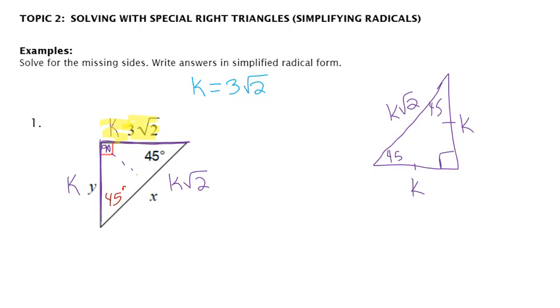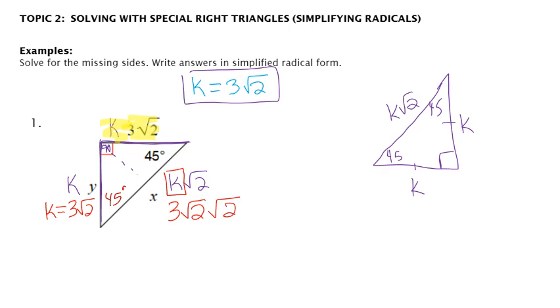We don't have to do any additional solving here because our scale factor is already solved for. We know it's k radical 2. So now wherever we see the variable k, we're going to substitute in 3 radical 2. So the other leg's pretty easy. You know that's just going to be 3 radical 2. Where it gets a little tricky is when we put it in and have to multiply now that 3 radical 2 by radical 2. So again, I just substituted that in.